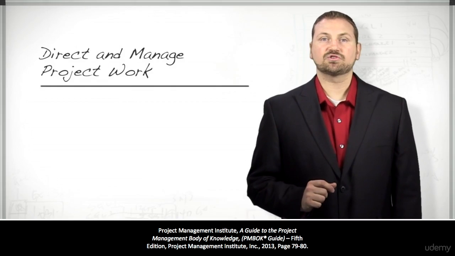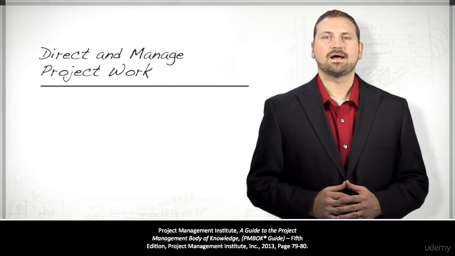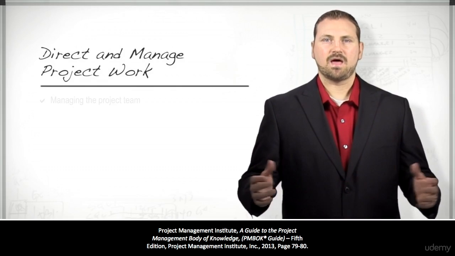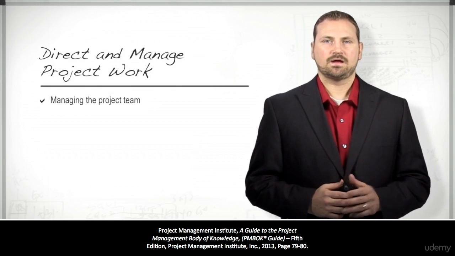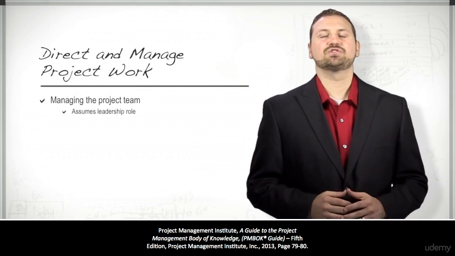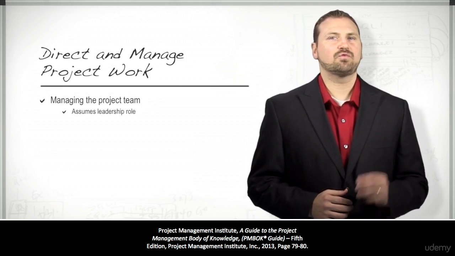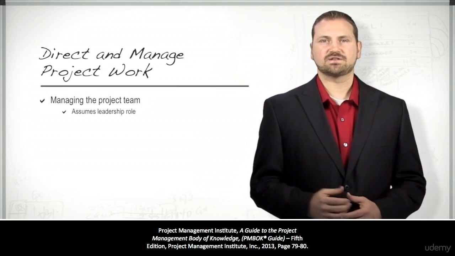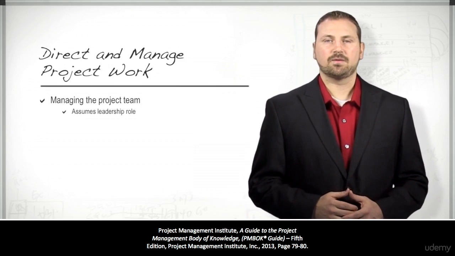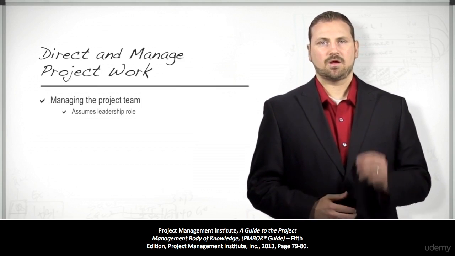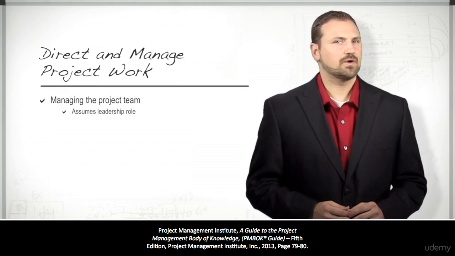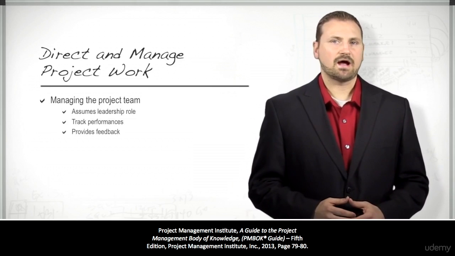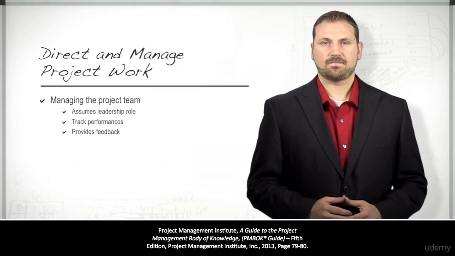Direct and manage project work has several essential activities. Let's look at a few examples. Managing the project team. Here, the project manager assumes a leadership role and acts as a single voice, or in fact, a single point of contact for driving project activities across all stakeholders and project team members. Project team management incorporates all processes that track performance and provides feedback for issues that surface.